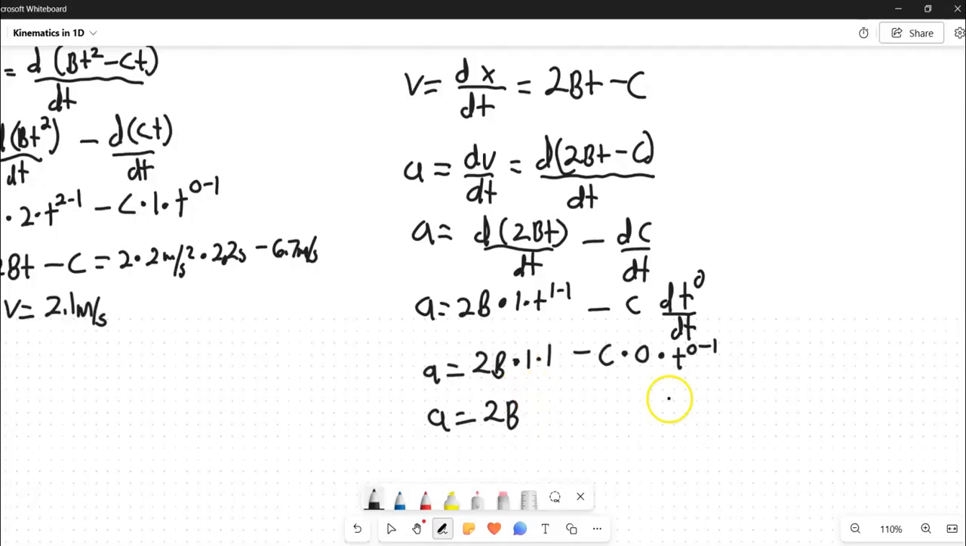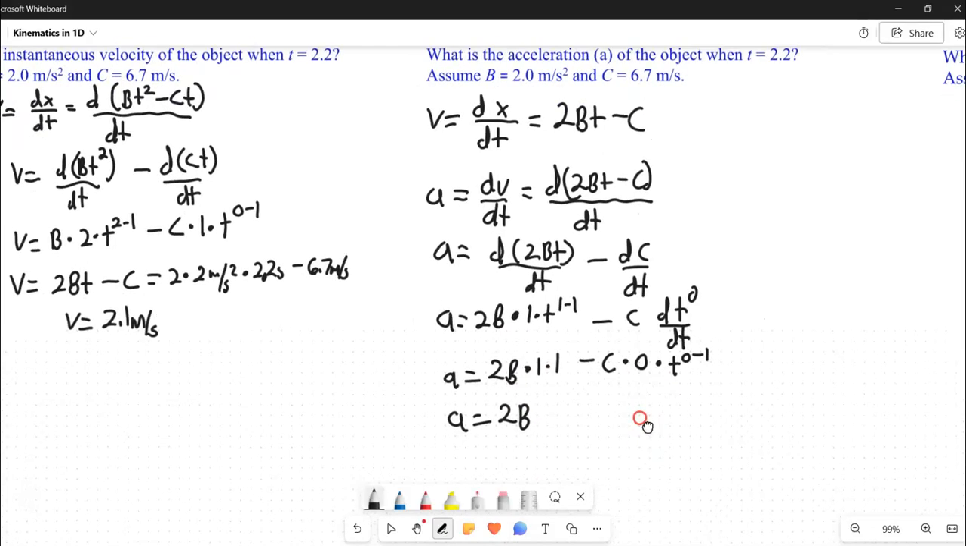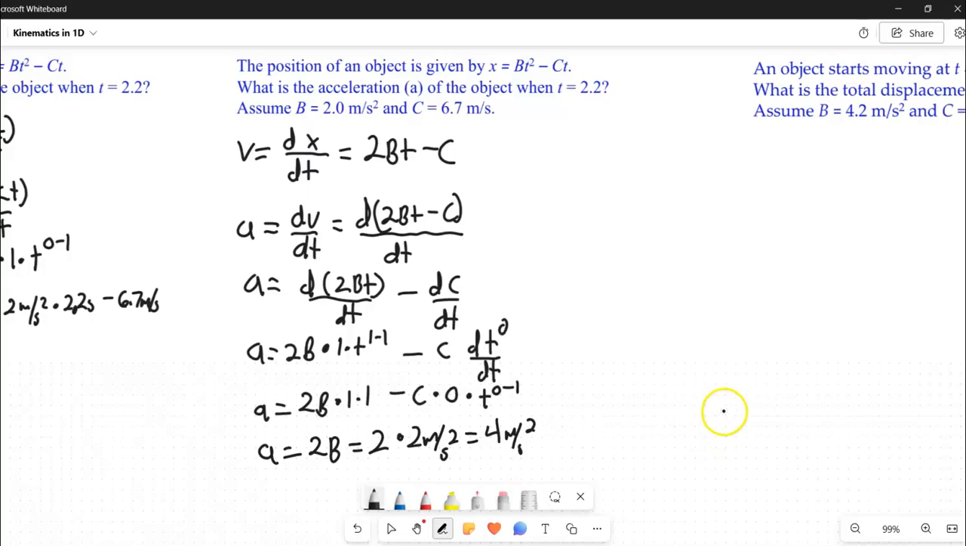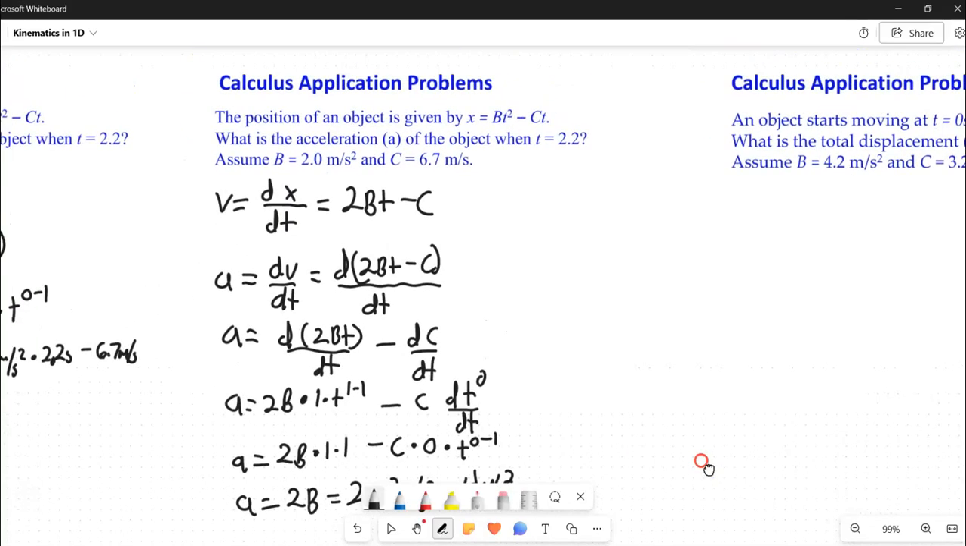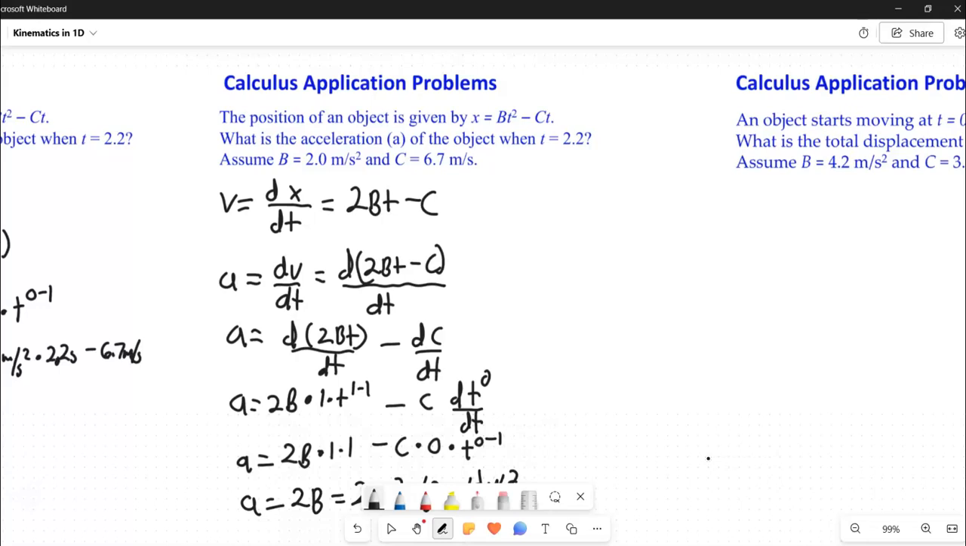That's going to be the acceleration, because this is 0. So that's going to be 2 times 2 meters per second squared, which is going to be 4 meters per second squared. Okay. All right, so that's how functions can change things.